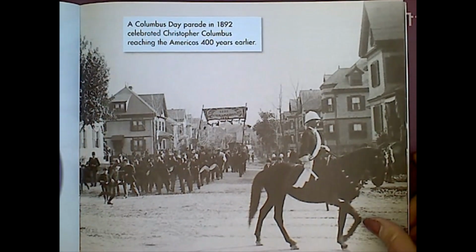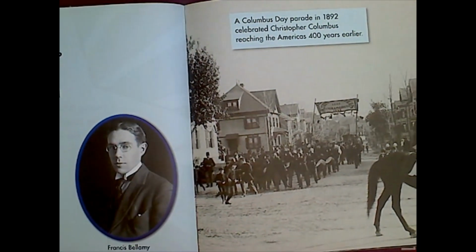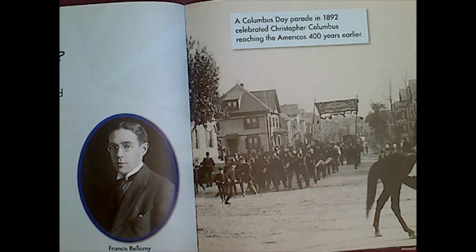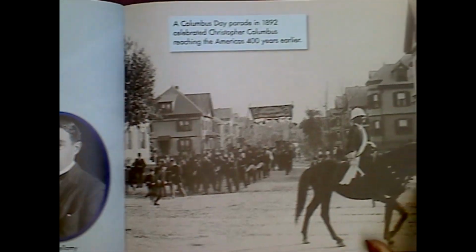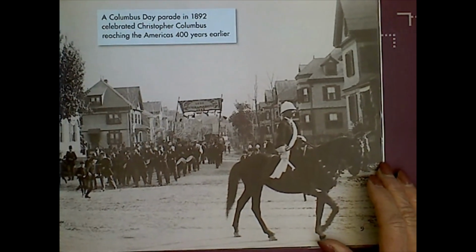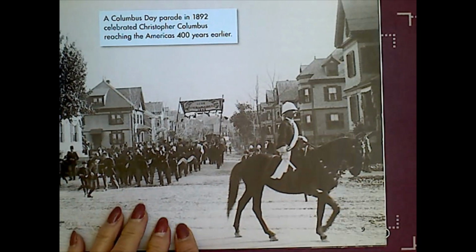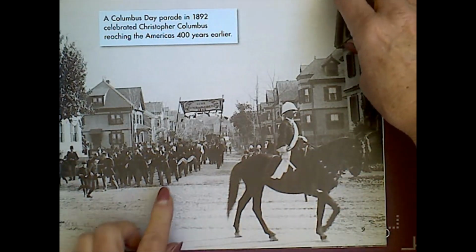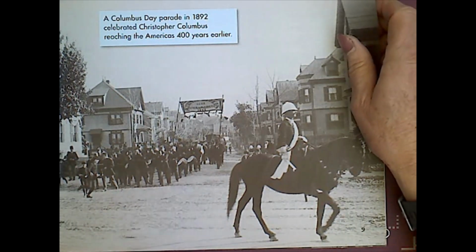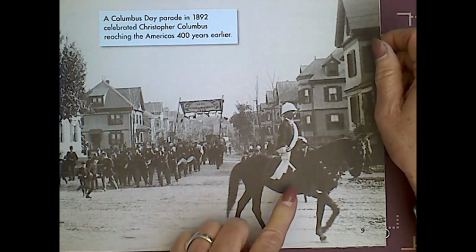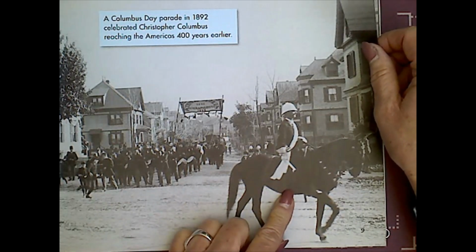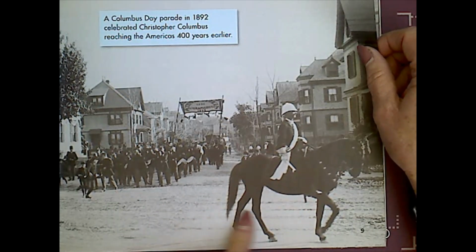Who wrote the pledge? In 1892, Francis Bellamy wrote the Pledge of Allegiance. He wanted students to say it on Columbus Day. He mailed copies of the pledge to schools around the country. And this is a picture from a long time ago, 1892, when people had a parade celebrating Christopher Columbus, and he came to America 400 years before this year. And you can see this is back in the day when we didn't have cars, we still had horses.